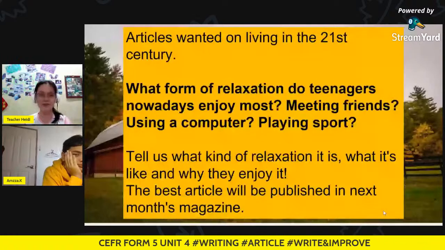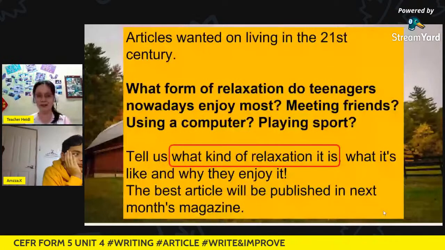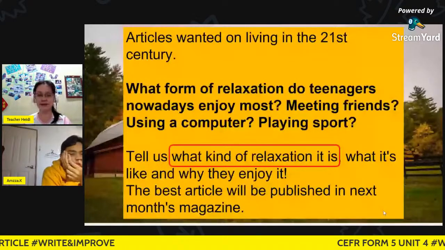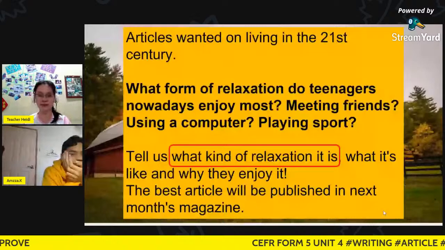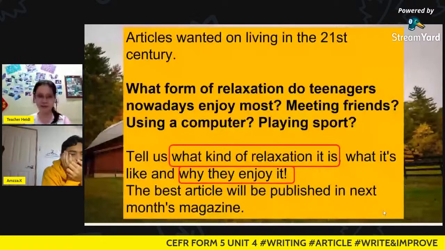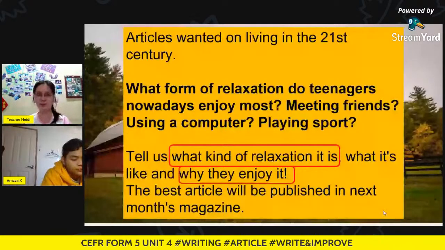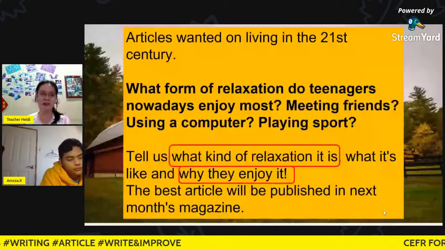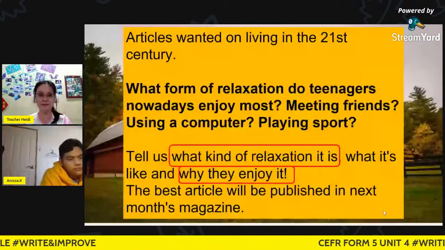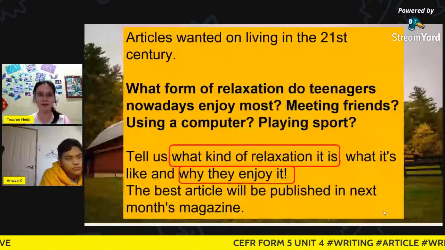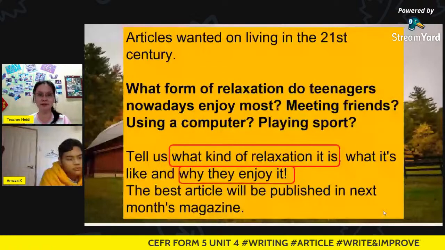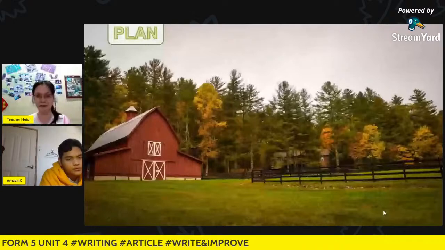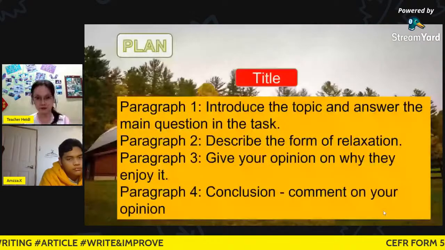The focus is what kind of relaxation and why they enjoy it, and what it's like. So I hope you will please try and write this before I give the example. This is the planning that teacher quickly revealed yesterday, the plan that teacher wants you all to follow.